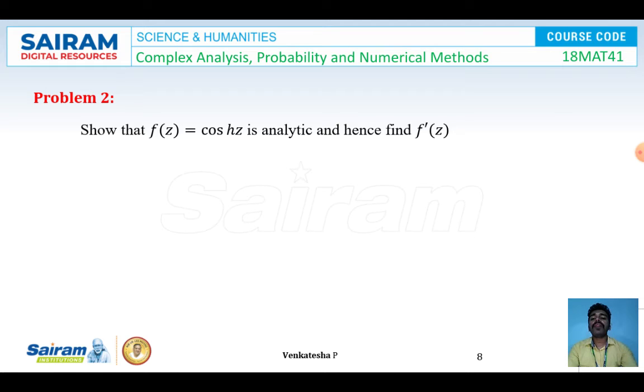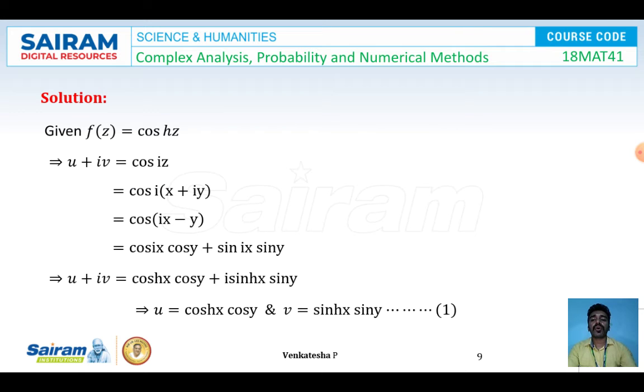One more example. Show that f of z is equal to cos hyperbolic z is analytic and hence find f dash of z. So first take the function f of z is equal to cos hyperbolic z. Since f of z is a complex variable, we can put it in the form of u plus iv. So I got the equation u plus iv is equal to cos iz. This cos iz has been obtained from the formula because cos hyperbolic z can be replaced as cos iz.